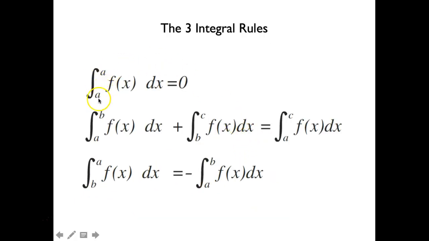Okay, this is that first one I was talking about. If the lower bound and the upper bound of your integral are the same, there's not going to be an area in between. It's going to be 0. Okay, this is that second one I was talking about. If the upper bound leaves off somewhere, like in this case it left off at b, and there's another integral that picks up where it left off, you can find the area from a to c by just adding these 2 integrals together, and that will give you the integral from a to c.